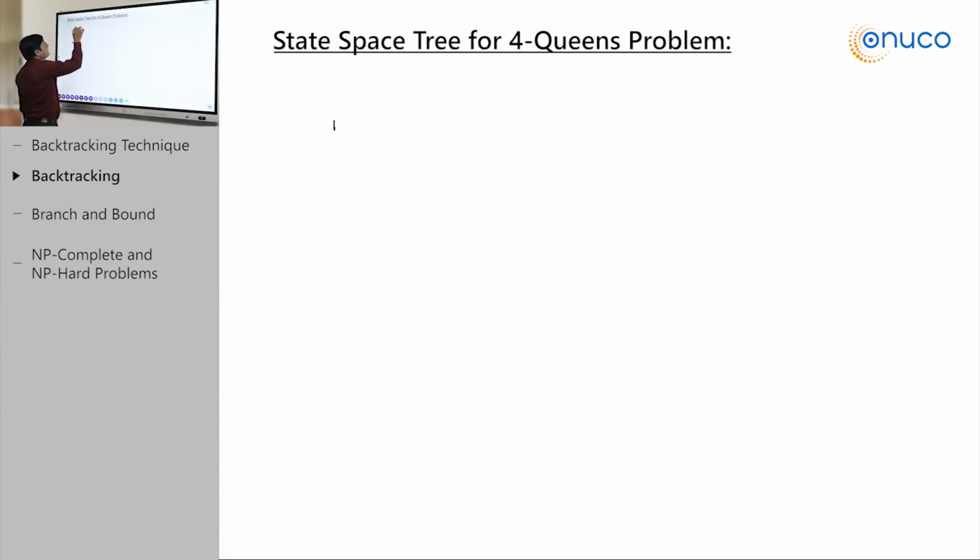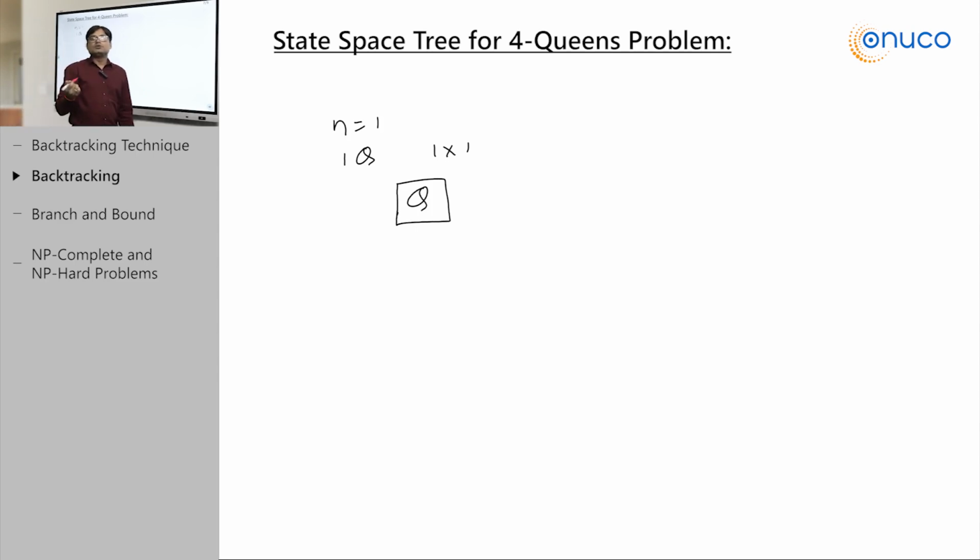If n is equal to 1, then there is 1 queen and you have to place it on a 1 cross 1 chessboard. It means what? We have only 1 block, and we can place 1 queen because there are no other queens to capture. So in this particular case, when n is equal to 1, we are getting 1 solution.